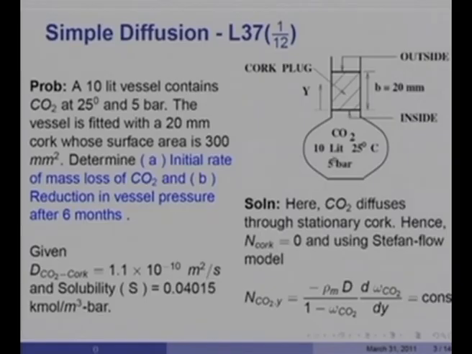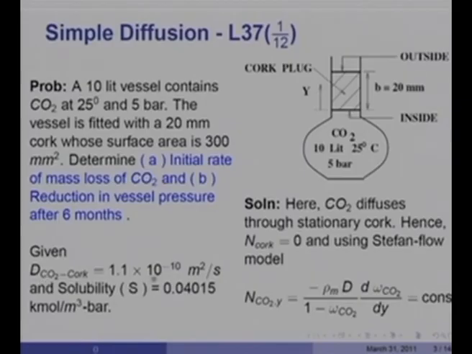Remember, because this is at high pressure, CO2 would diffuse out of the cork. So, what is the initial rate of mass loss of CO2? When the mass loss takes place, of course, the pressure in the vessel will reduce. So, we want to find out what the reduction in vessel pressure will be after, let us say, 6 months, if this was left unused for 6 months.